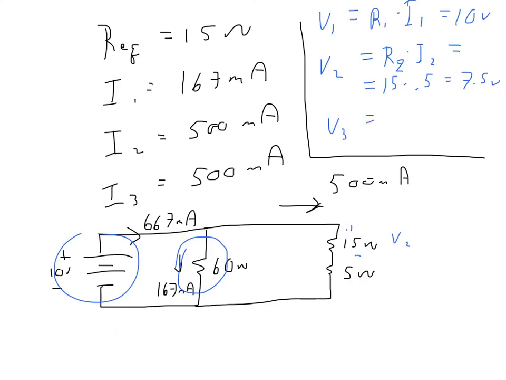V3 equals R3 times I3. I3 is the same as I2. That's equal to 5 ohms times 0.5 amps. It's equal to 2.5 volts, as it has to, because this voltage plus this voltage has to equal the 10 volts here. So we have going up 10 volts here and going down 10 volts across the combination of these two, ending up back here at the same potential that we started at.